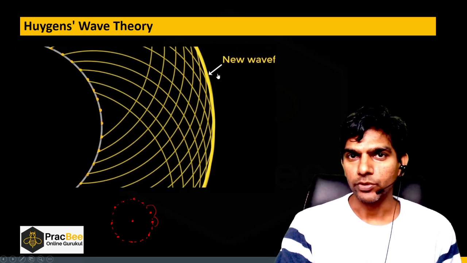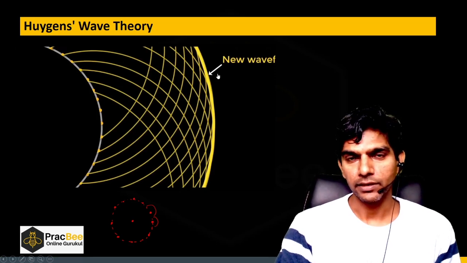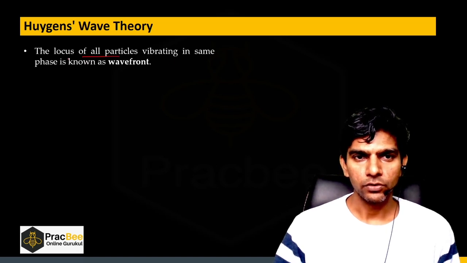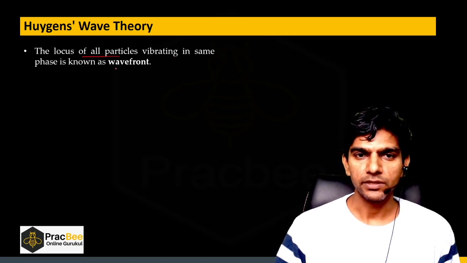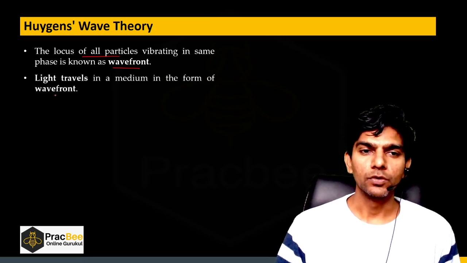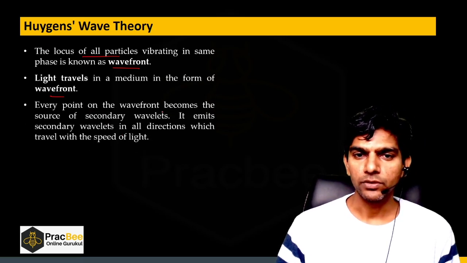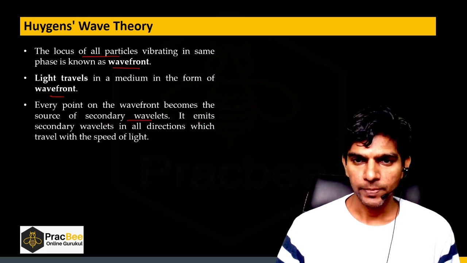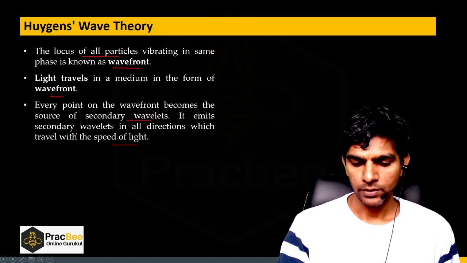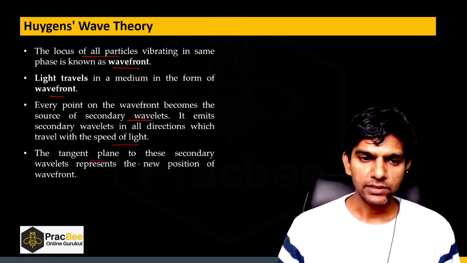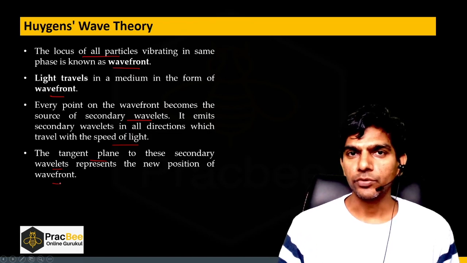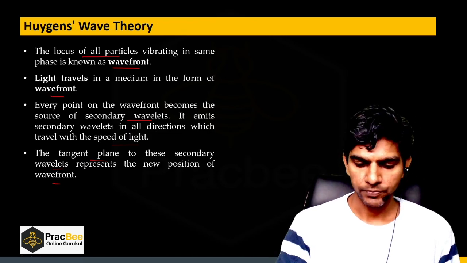Now let us see the key points. Whatever I have mentioned here, let us see that in writing. First, the locus of all the particles vibrating in the same phase is known as a wavefront. Second, light travels in the medium in the form of wavefronts. Third, every point on the wavefront becomes the source of secondary wavelets, and it emits secondary wavelets in all directions which travel with the speed of light. The tangent plane to these secondary wavelets represents the new position of the wavefront. These are the key points about Huygens' wave theory, and you have to remember this.